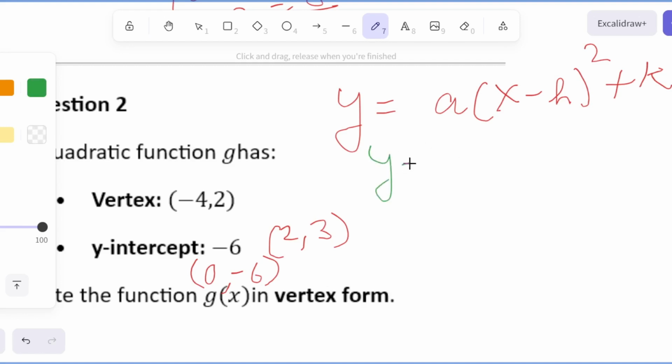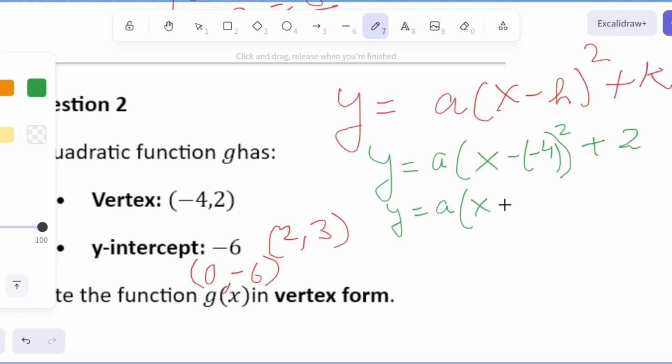So y will be equal to a times (x minus, the x coordinate of the vertex is minus 4, so we'll write it here as minus minus 4) squared plus 2. And if you solve it a little, you get a times (x plus 4) squared plus 2, because minus minus becomes plus. We will not expand it. We just now substitute the value of this coordinate, which is (0, minus 6), here.